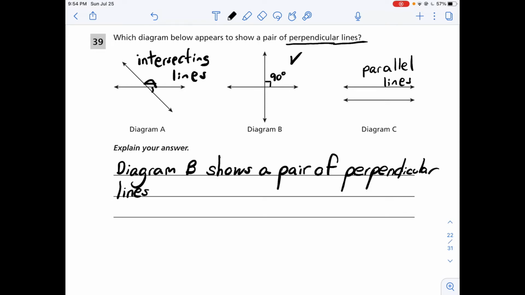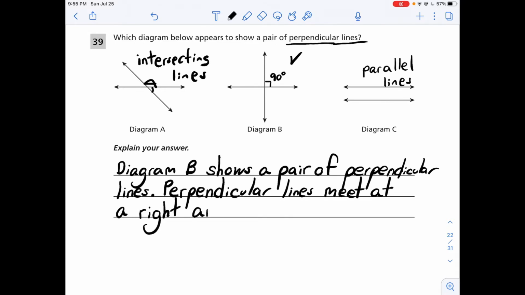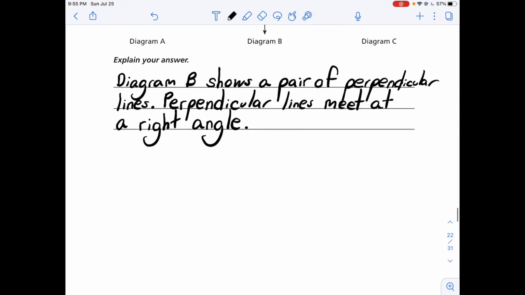And you have to also explain what perpendicular lines are. Perpendicular lines meet at a right angle. Meet or intersect at a right angle. And a right angle is the same as a 90-degree angle. Okay. Let's go on to the next question.